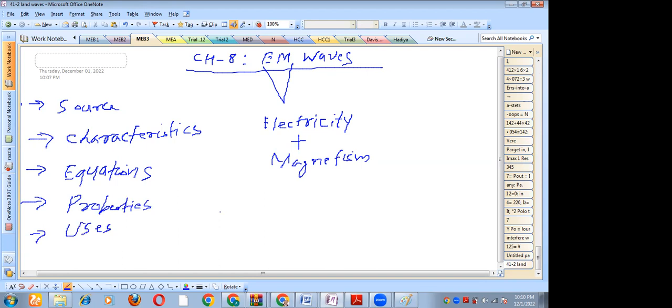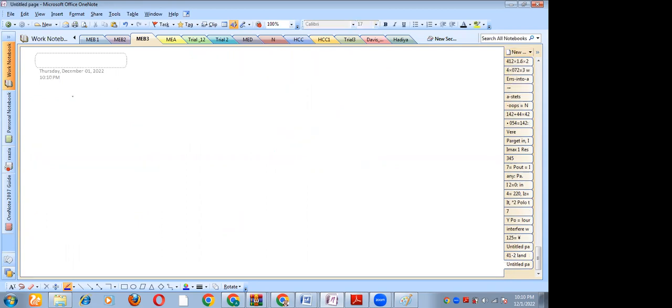I will not go into much detail in the theory. I will take some important points and directly we will do questions from the NEET point of view. This is a very important chapter. Generally one or two questions are asked in the exam. At least one question is necessary. So first, the source of EM wave.